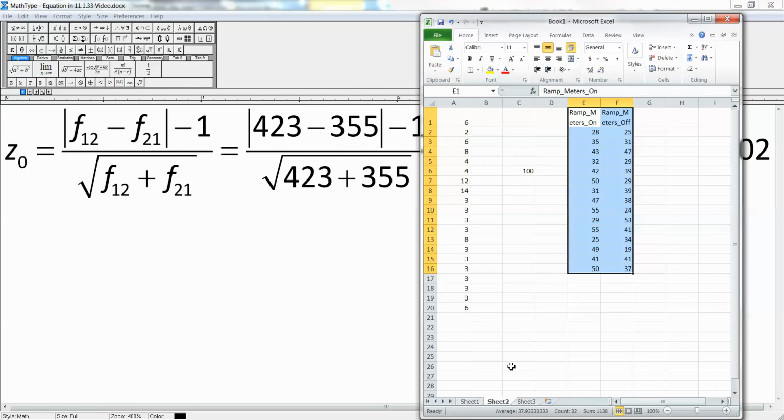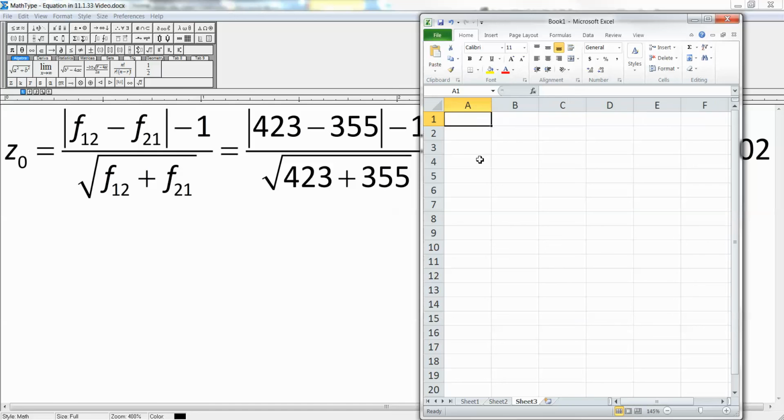And just for fun, let me bring this up. You could take equals, 423 take away 355, right? Take that away from 1, equals the square root of 423 plus 355. There's your other number, right? So I really want that, take away 1.